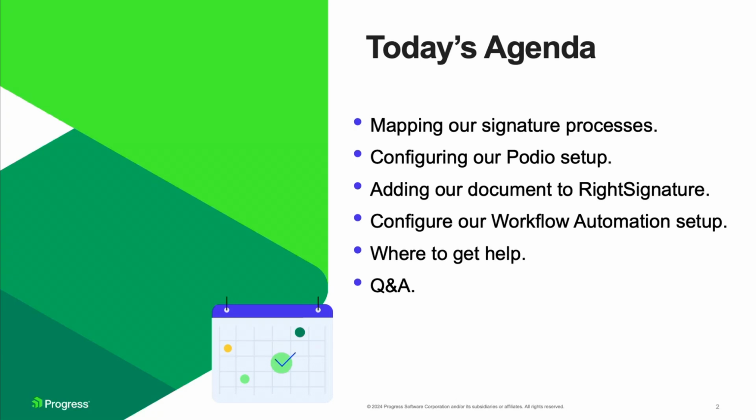And then we'll walk through a couple of different scenarios, like I said, where we're going to configure workflows to leverage documents that are either housed in RightSignature as a template or created as a PDF by our workflow automation. And both of those will be sent by workflow automation for signature.